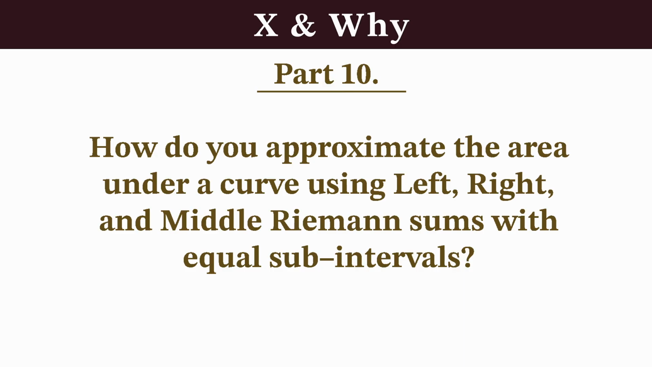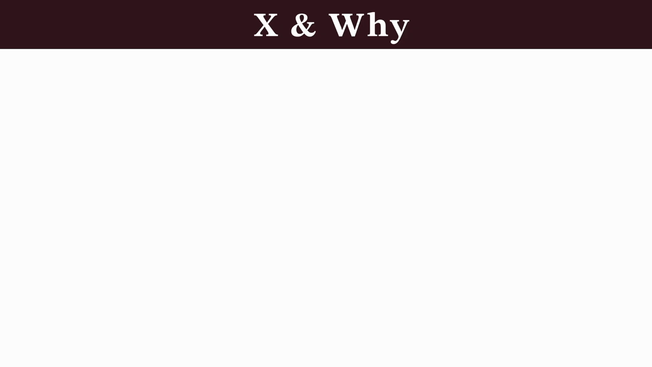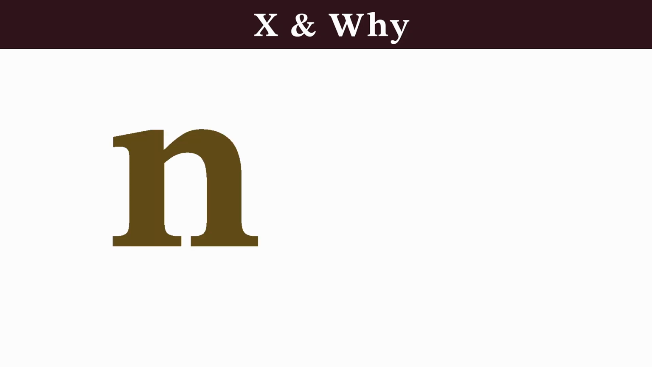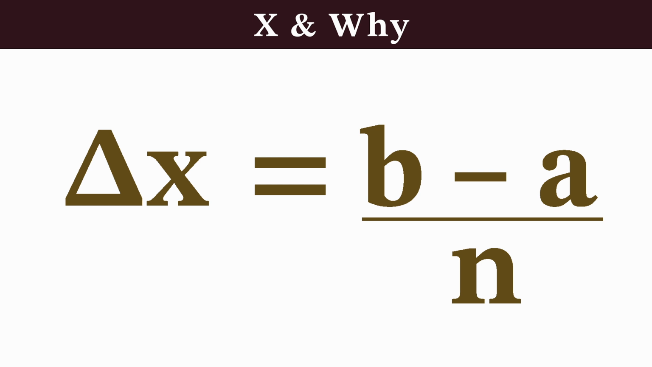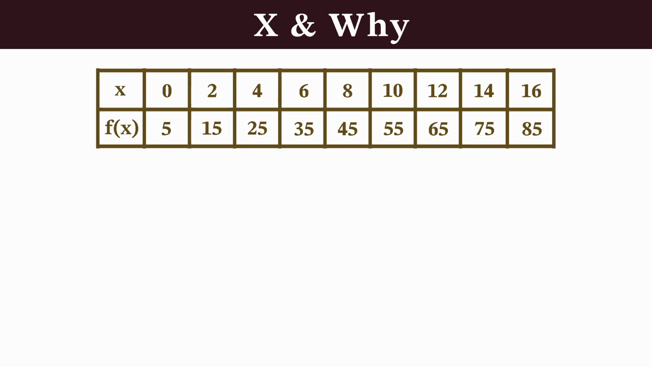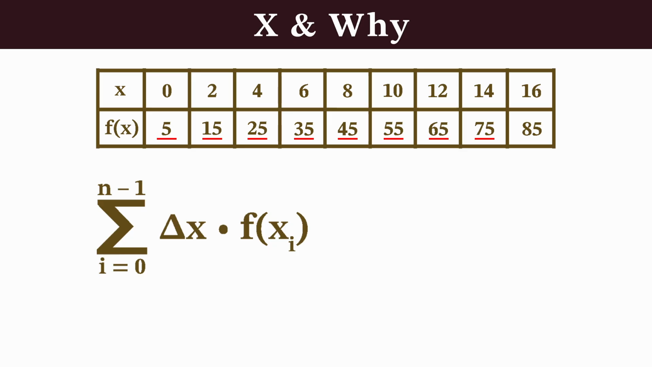Part 10. How do you approximate the area under a curve using left, right, and middle Riemann sums with equal subintervals? For each Riemann sum, you will first have to divide the interval into n equal subintervals. The width of each subinterval, or rectangle, is denoted by delta x, which is b minus a over n. For a left Riemann sum, the height of each rectangle is determined by the function evaluated at the left endpoint of each subinterval. The left Riemann sum is the sum from i equals 0 to n minus 1 of f of x sub i times delta x.